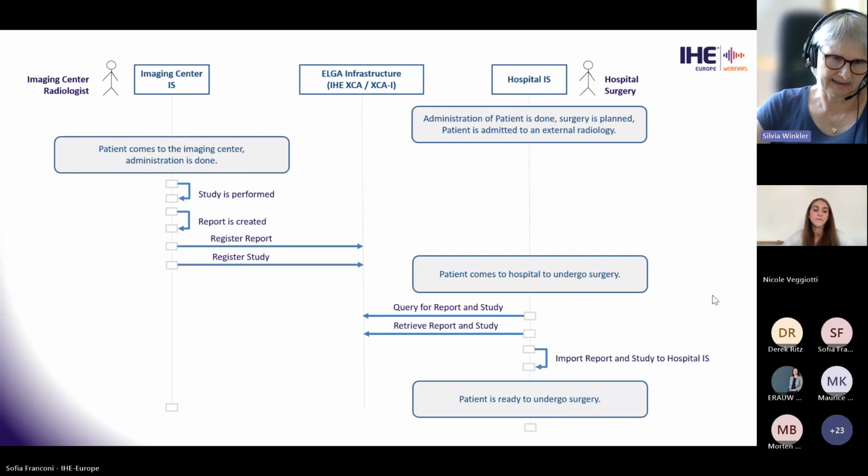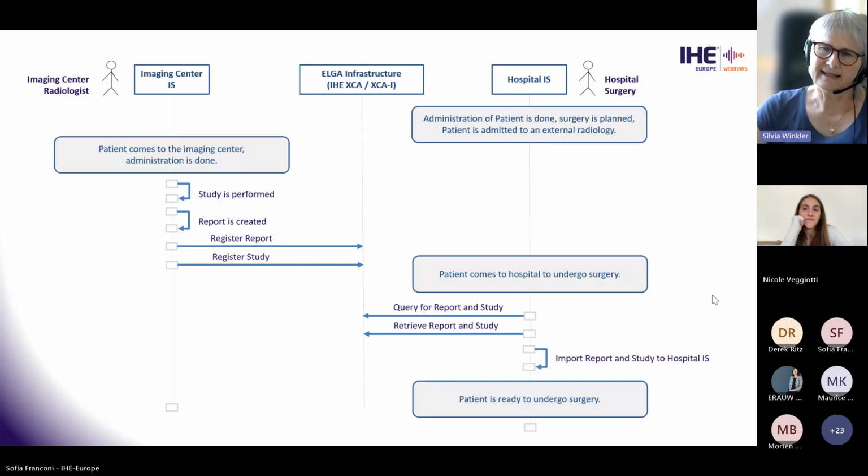And both the radiology report and the radiology study are registered in the infrastructure of ELGA. And this is some sort of IHE XCA infrastructure. On the next slide, I will give you some details about this infrastructure.